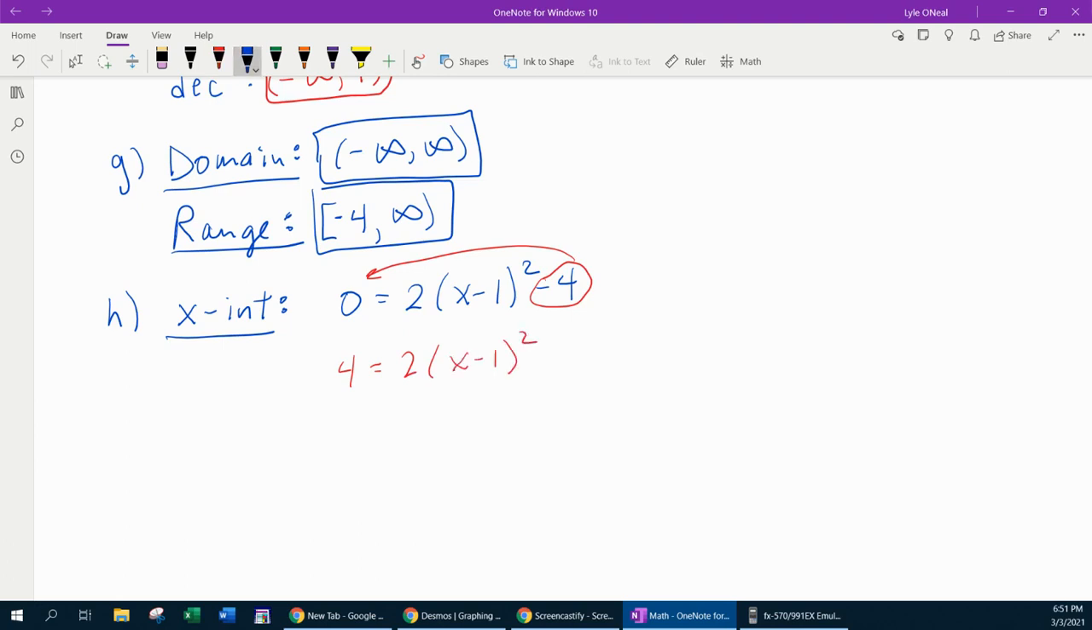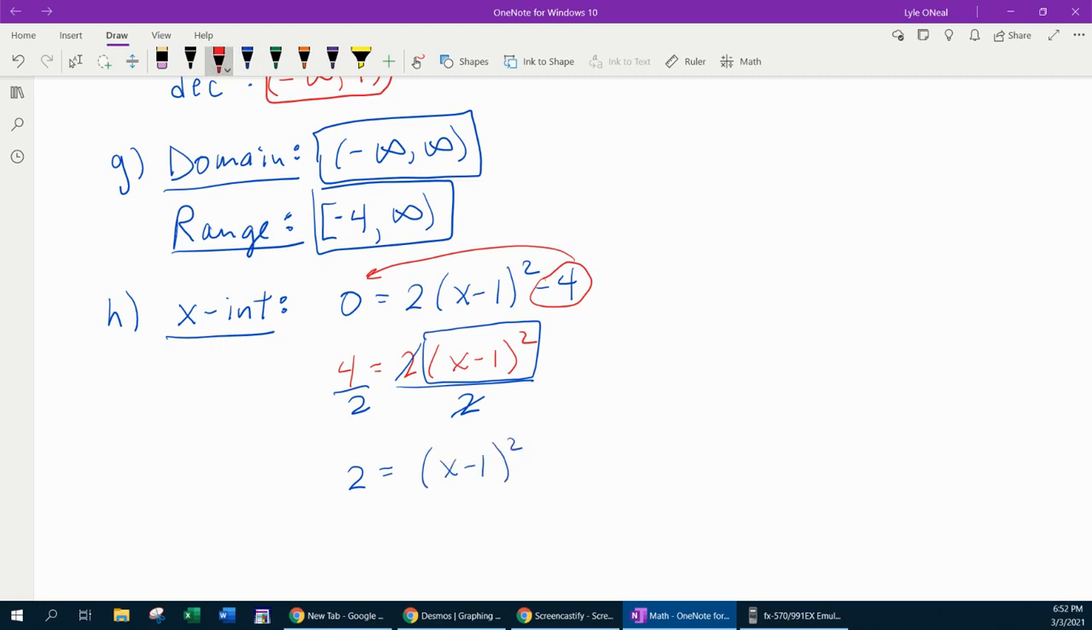And then we need to divide both sides by 2. The reason we're doing this is to isolate the squared part. The x minus 1 squared needs to be isolated. And so that's going to give us 2 equals x minus 1 squared.